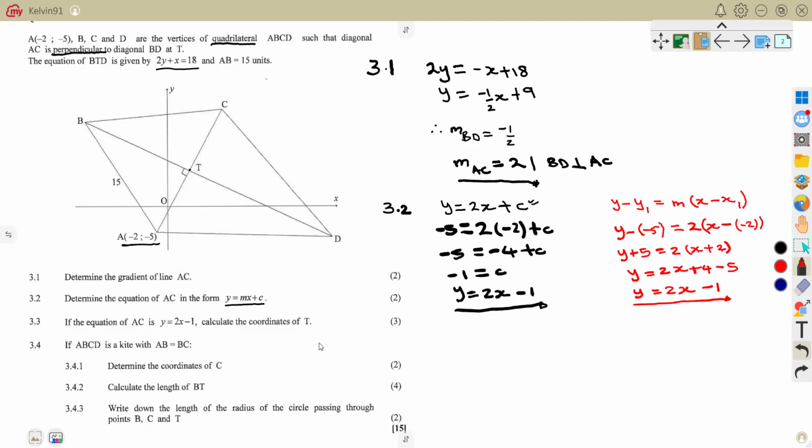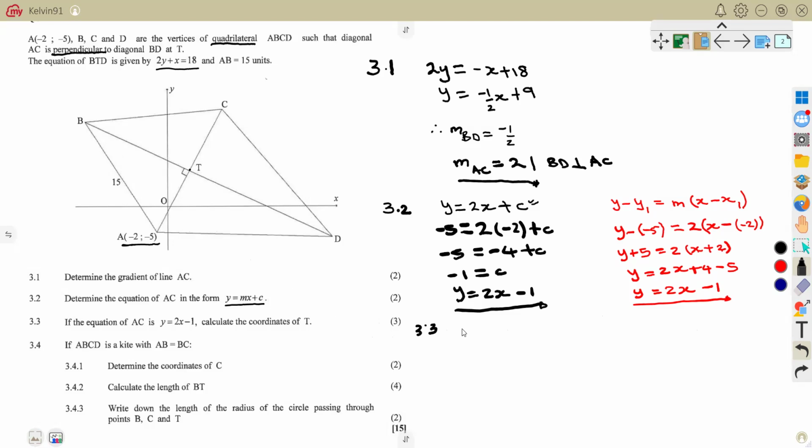Then the next question is saying that 3.3. If AC is y equal to 2x minus 1, calculate the coordinates of T. The coordinates of T is the point of intersection of these two diagonals, and we have the two diagonals. So it means we have to solve the two equations simultaneously.